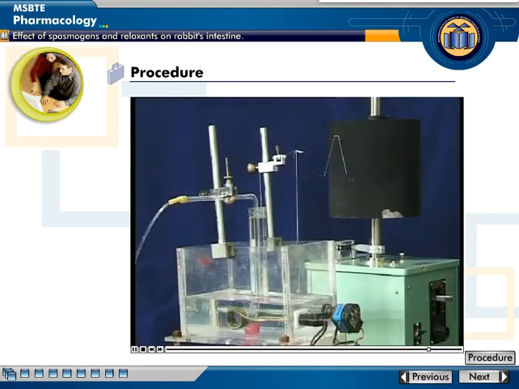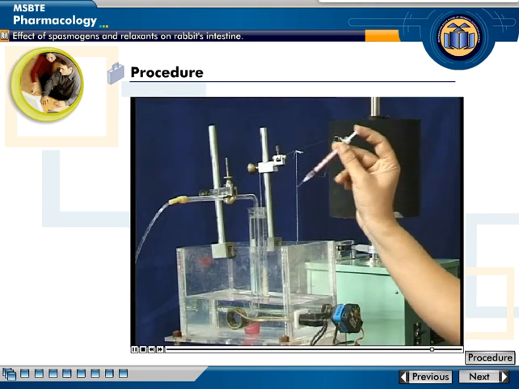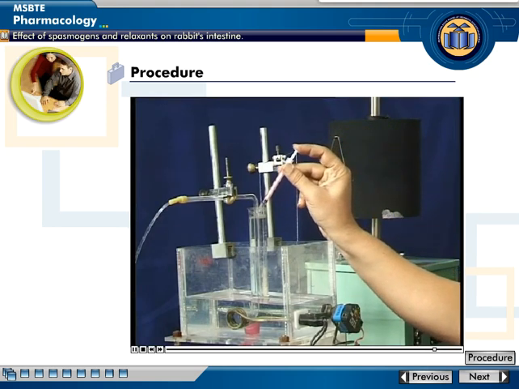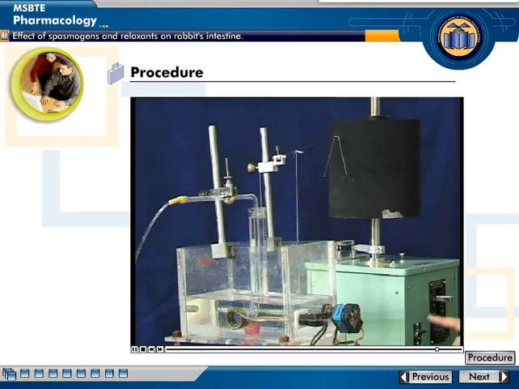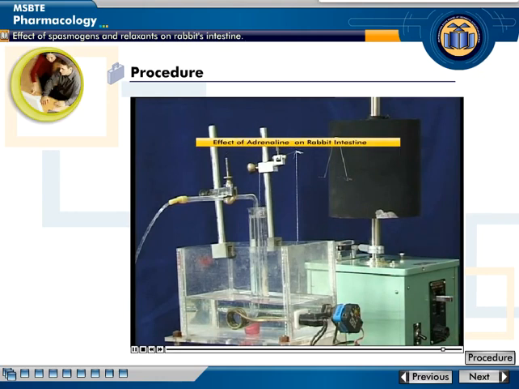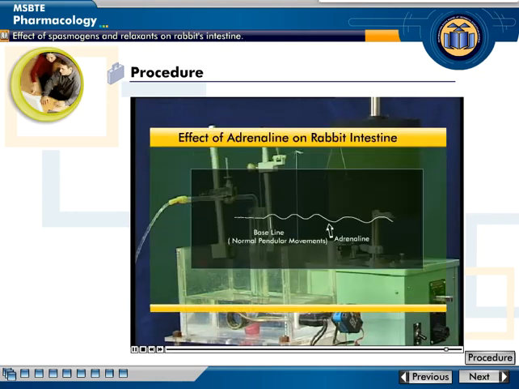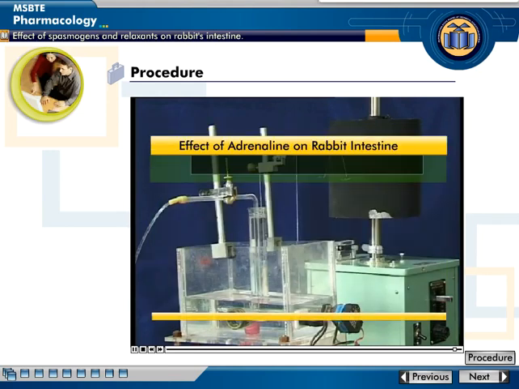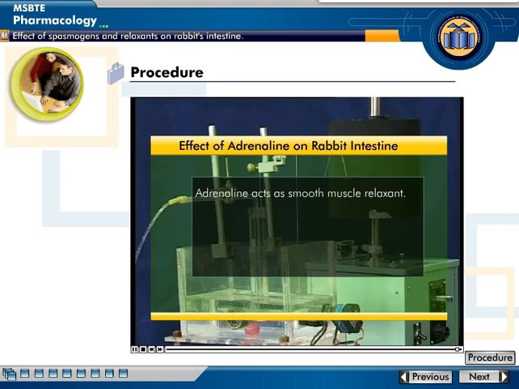Relax the tissue properly and record normal pendular movements. Now inject 0.1 ml stock solution of adrenaline. Record the response. You will observe the preparation is now relaxed, evident from the reduced tone and force of contractility. Hence, one can say adrenaline acts as smooth muscle relaxant. So this is the video of stepwise procedure of today's practical.